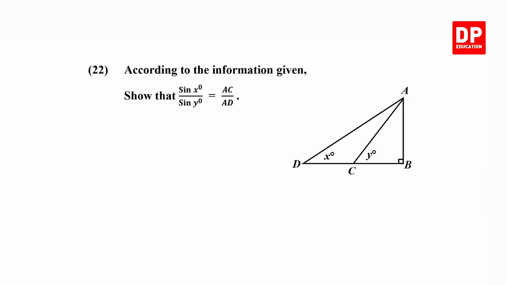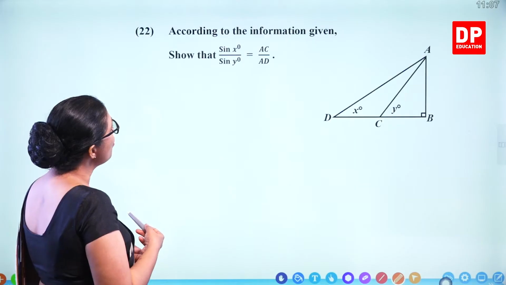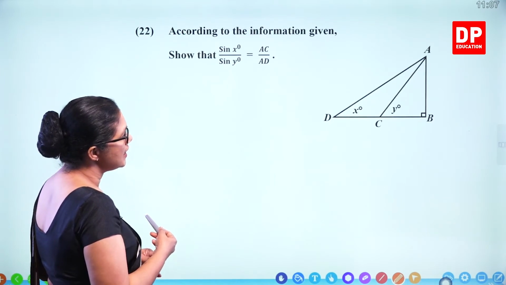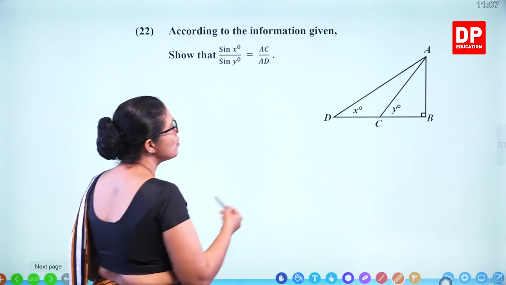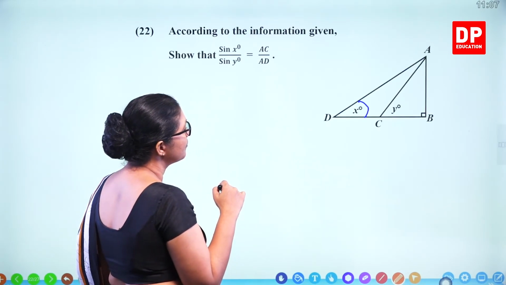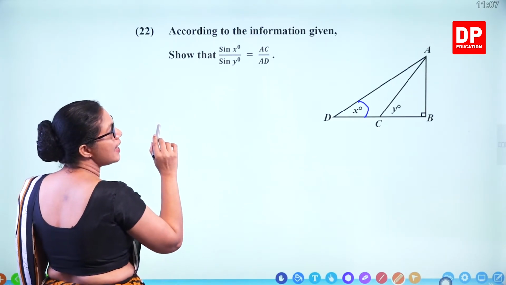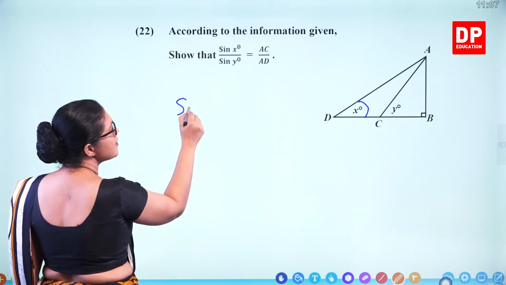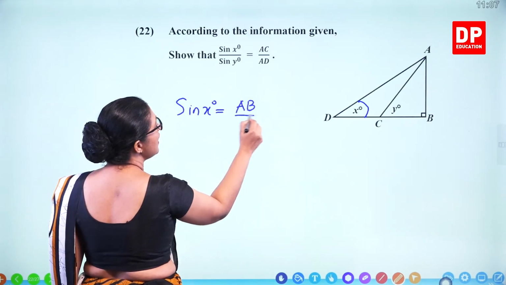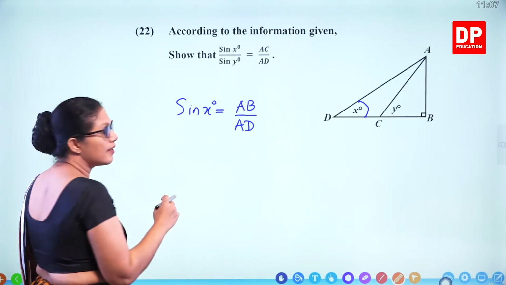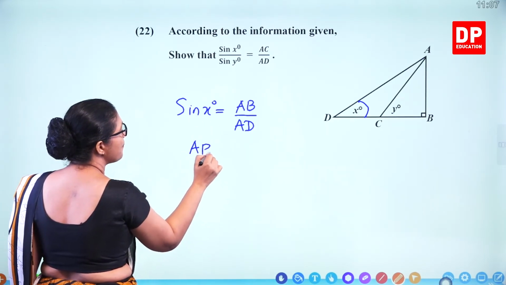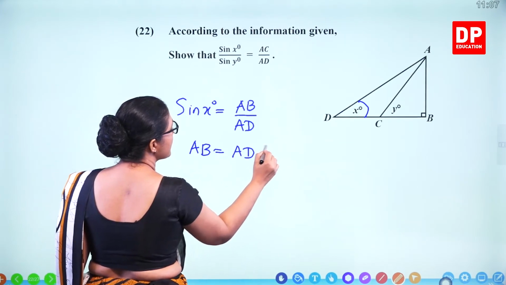Question number 22. According to the information given, show that sin x and sin y ratio is AC to AD. So we can use the bigger triangle, the ABD triangle. Sin x is what? Sin x becomes opposite over hypotenuse, that's AB over AD. So when you cross multiply, AB is AD into sin x.